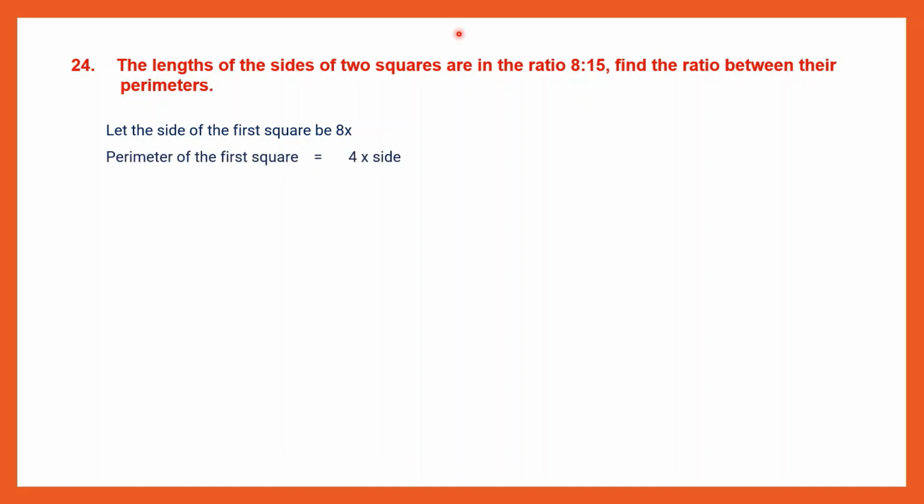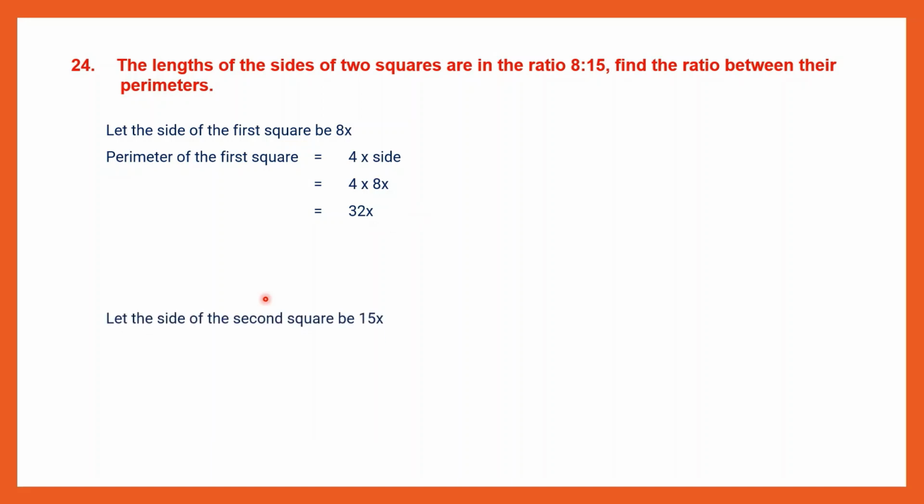Then perimeter of the first square, the formula is 4 into side, which is 4 into 8x because the side is 8x. So 4 into side, so 4 into 8x. 4 8s are 32. So that becomes 32x. So we have found the perimeter of the first square to be 32x.